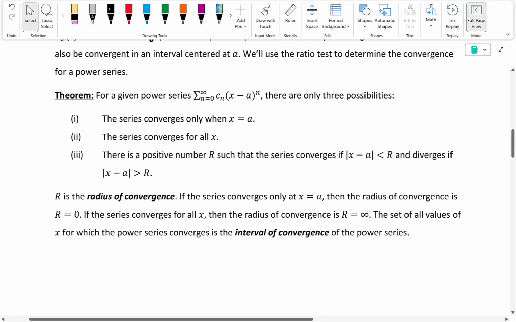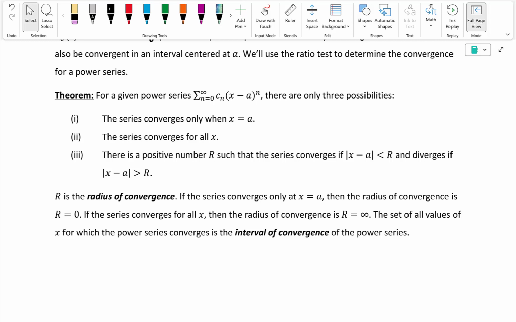If the series converges for all x, then the radius of convergence is capital R equals infinity. Right? So we can expand forever in both directions. Our radius is infinite. We converge for all x. And the set of all values of x for which the power series converges is what we call the interval of convergence of the power series.